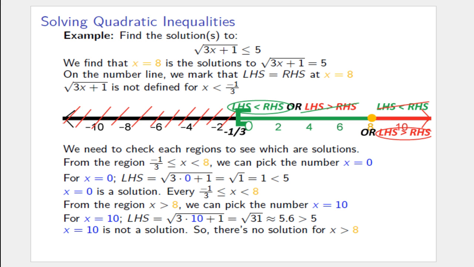So we can conclude that the solutions to the square root of 3x plus 1 is less than or equal to 5 are all the numbers from negative 1/3 up to 8.